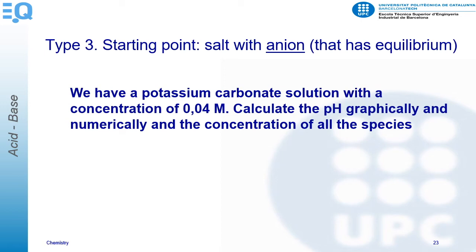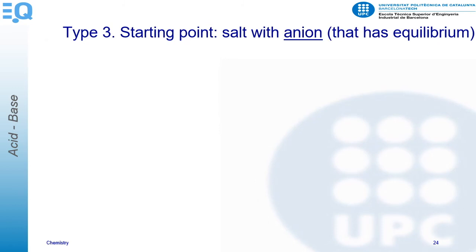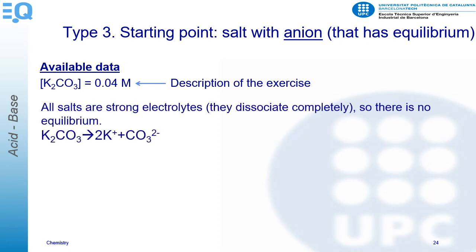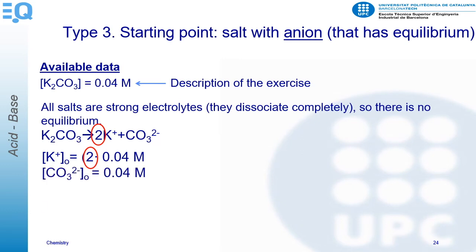We have a potassium carbonate solution with a concentration of 0.03 molar. It's a salt, so it's a strong electrolyte. It's completely dissociated, and we know the exact concentration of potassium cation, which will be 2 times the initial concentration, since it has a coefficient of 2. We know the initial anion concentration is 0.04 molar. We have to follow the same steps when taking into consideration the constants from the table.